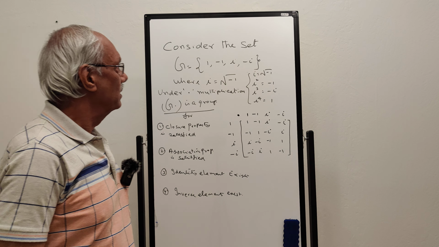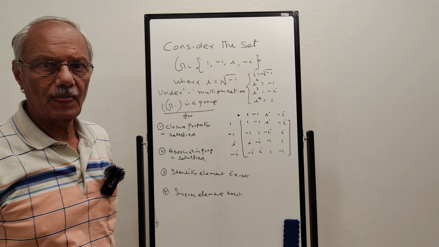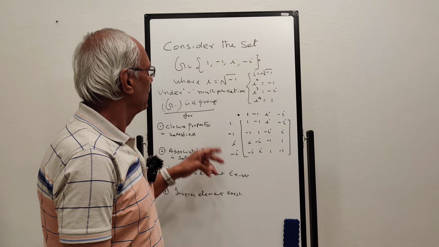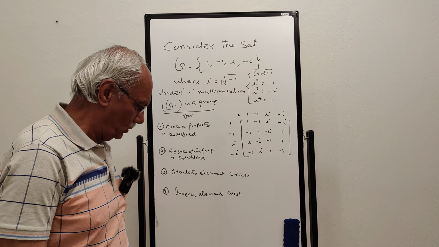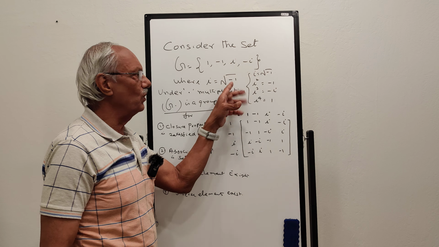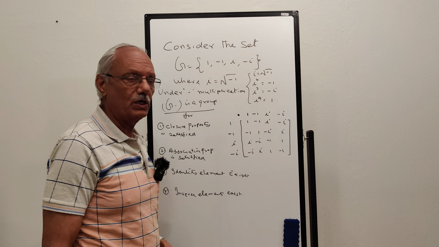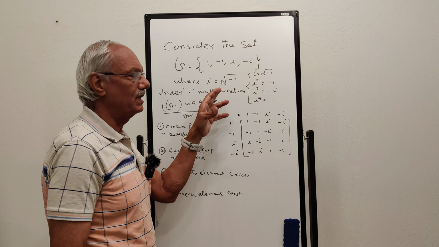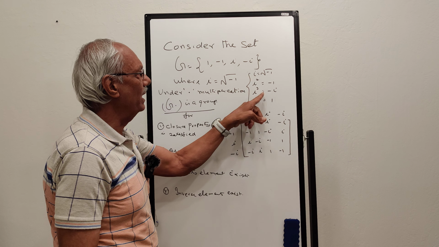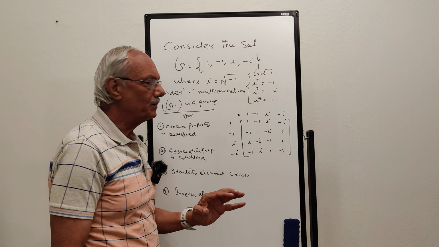So today I have taken a set G which consists of 4 elements, namely 1, minus 1, i and minus i. Here i, as you all know, is an imaginary number given by the square root of minus 1, because the square root of minus 1 is not known. We do not know what the square root of minus 1 is, so we call it an imaginary number. If you square i, it becomes minus 1, i cubed is minus i, and i to the power of 4 is 1.